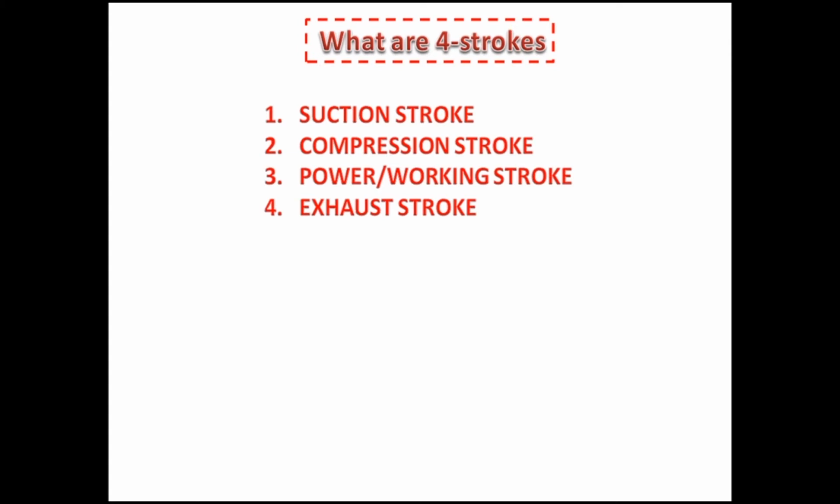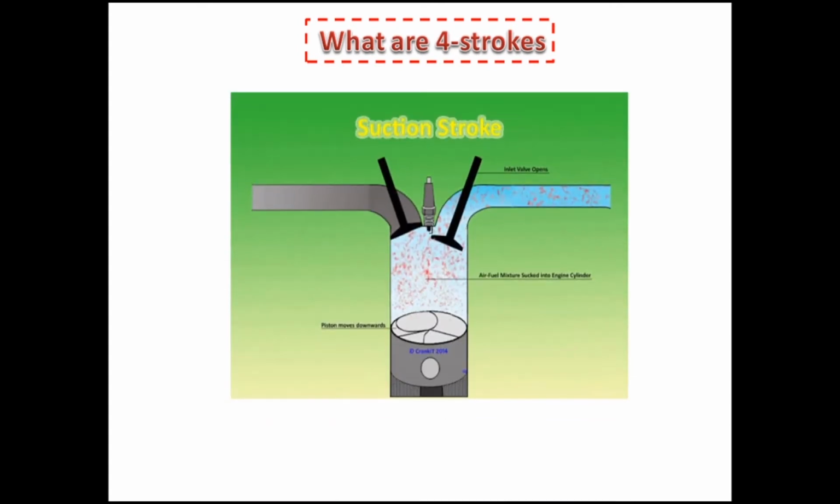So let's see the first one, which is the suction stroke. This is the inlet valve, this is the exhaust valve, and the red spot is the fuel. As you can see, the inlet valve is open and the exhaust valve is closed, and the piston will move from top to bottom, which will create suction inside the cylinder. Because the inlet valve is open, the fuel will come inside the cylinder. So in the suction stroke, the inlet valve opens and the piston goes downward, so it creates suction. Because of that, fuel comes inside the cylinder. This is the working of the suction stroke.